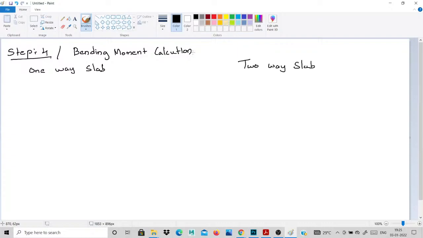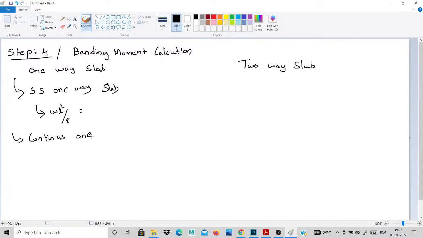Step 4 is different. Steps 2 and 3 are common: span by depth ratio is compared for one way and two way, and the loads are common, but the bending moment is different for one-way slab and two-way slab, and for continuous and simply supported. First, the one way. Go for simply supported one-way slab. How to calculate the bending moment? WL square by 8. You calculate the bending moment for your simply supported one-way slab. This is the method. Then how to calculate the continuous one-way slab?